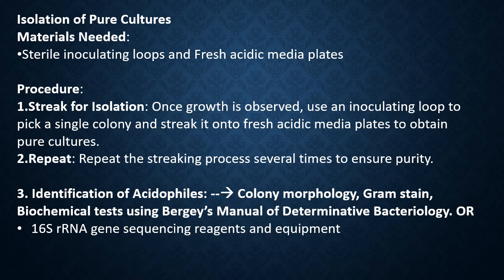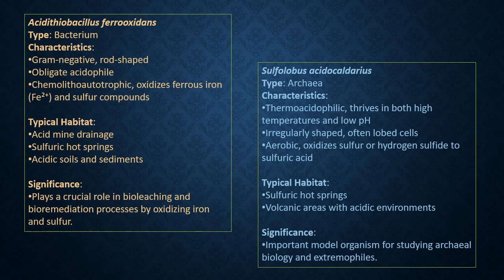Now, this is the step-by-step procedure for identification of acidophiles, right? So I hope this is useful to you. Now, here are a few examples. I will rush through these slides because our video is getting too long. So you can pause, you can read the type, characteristics, habitat, significance. I want you to know properly at least 5 examples of acidophiles, because it is important for your Viva exam.